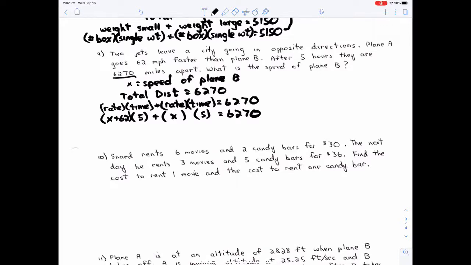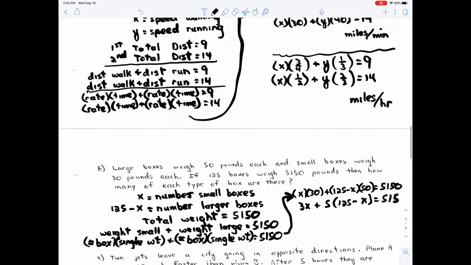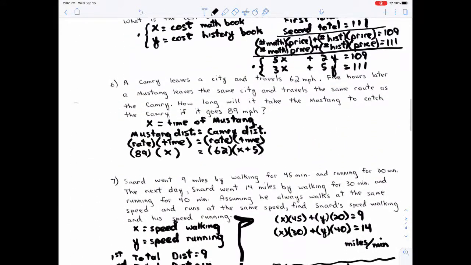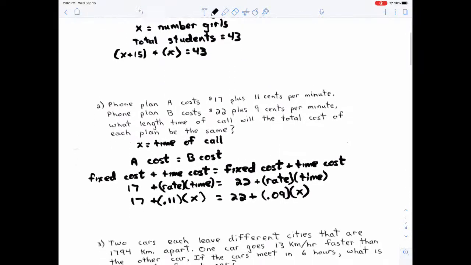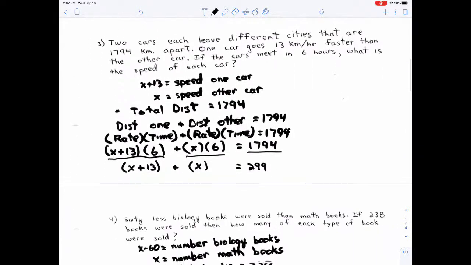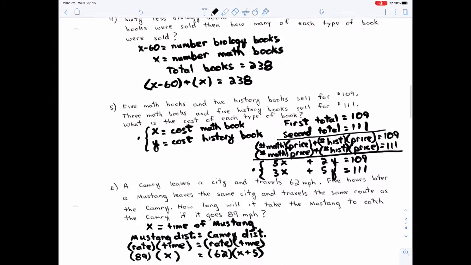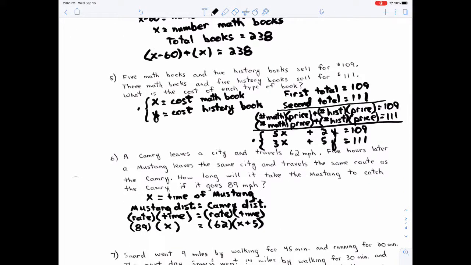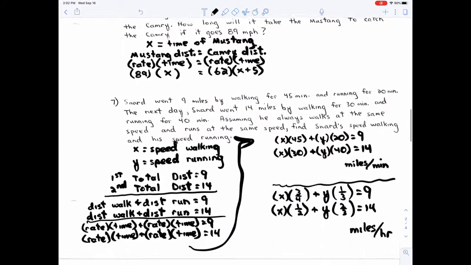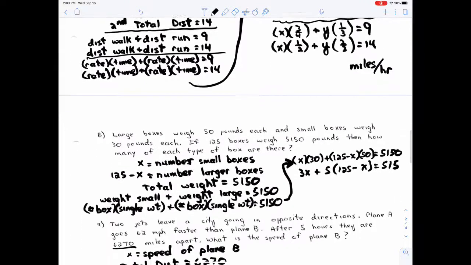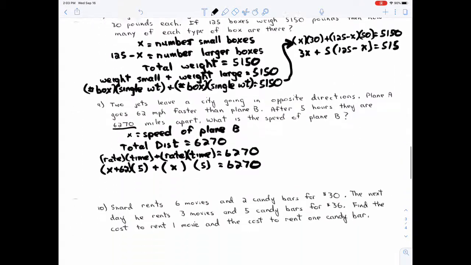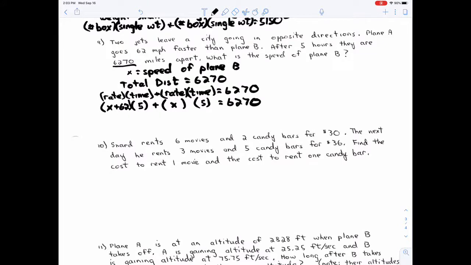Again, notice you very rarely need two variables. The only ones we needed two variables on, let's see, we didn't need it on 1, we didn't need it on 2, we didn't need it on 3, we didn't need it on 4, we needed it on 5. Why? Because they didn't give us a relationship between the two things we were looking for. You didn't need it on 6, you needed it on 7. Why? Because they didn't give us the relationship between the two things we're looking for. Didn't need it on 8, didn't need it on 9, even though you could have used two variables on these.